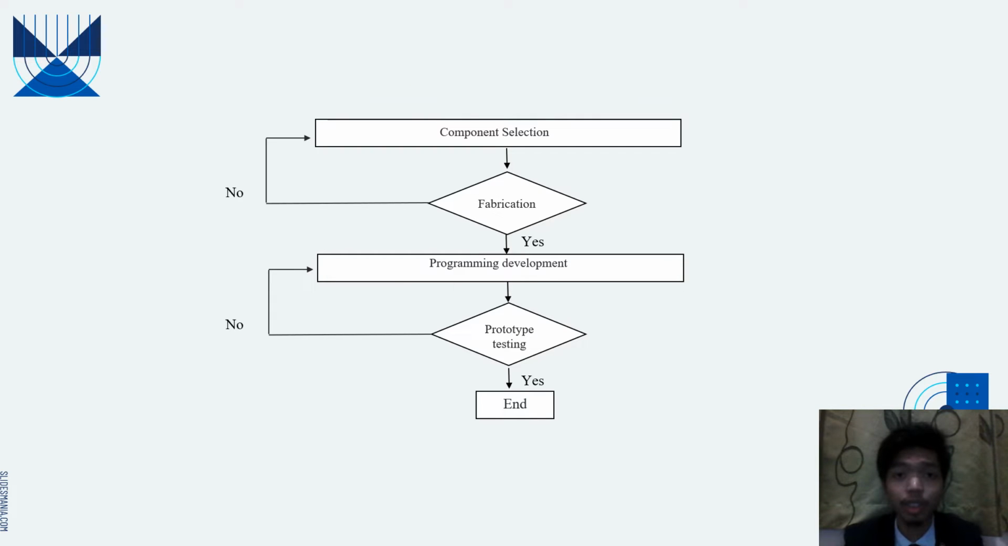Then I continue with the component selection. And then I proceed with fabrication. And if the components are not suitable, I would go back to do component selection. Then I proceed with programming development after finish fabrication. Then I continue with the prototype testing, and if the prototype testing is not success, I go back to the programming development. That's all for my flowchart.